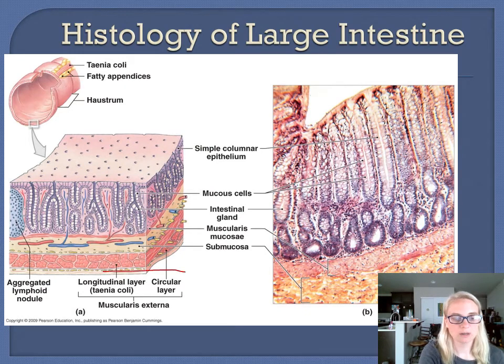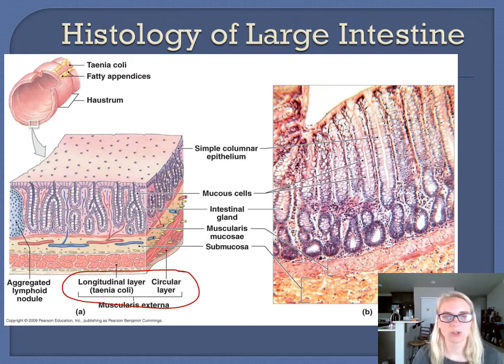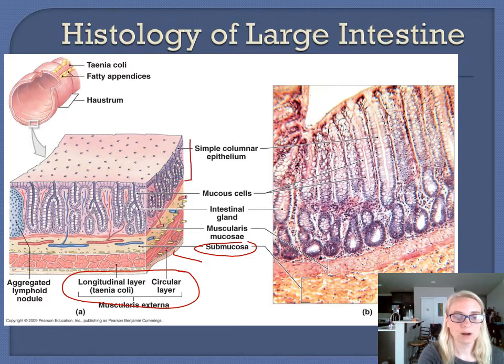So here, our longitudinal layer is a teniae coli. The circular layer is just completely around, even though the picture doesn't make it look that way. But there is our serosa, right here. Here's our muscularis externa, I already circled. Here's our submucosa, and then from here up, this is our mucosa. So again, we can see all four of those layers in the large intestine.